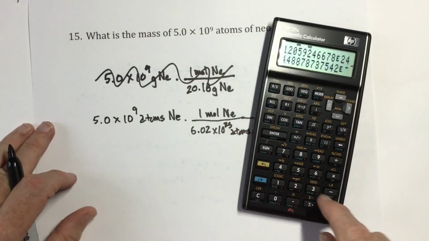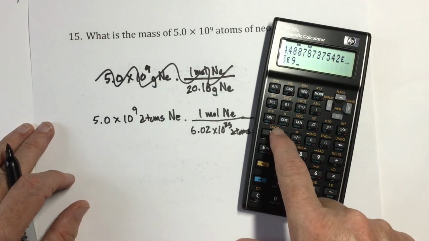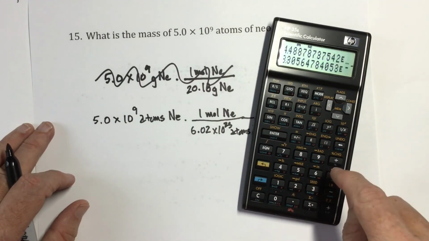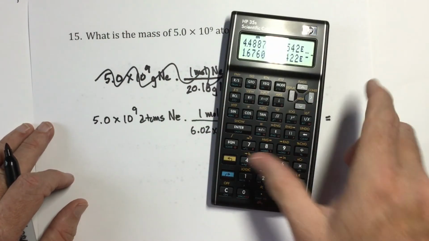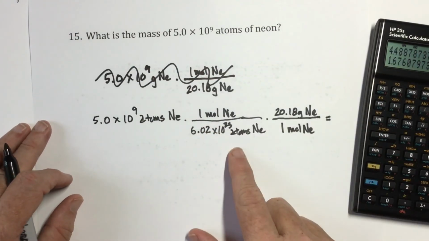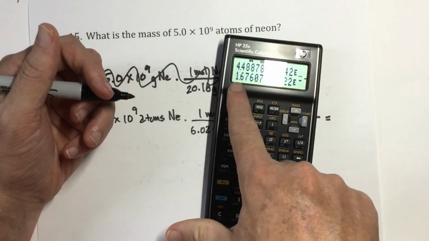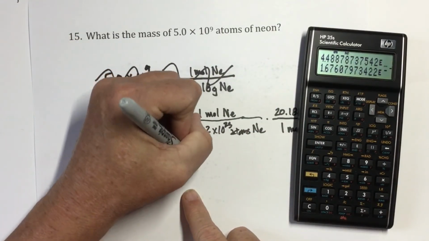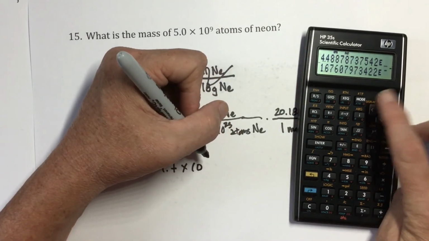So now let's do the math. 5e to the 9, enter, 6.02 times 10 to the 23rd, divide, and 20.18 times. It's going to be a pretty small amount. I should have only 2 significant figures. My calculator is showing 1.67, so I will write 1.7 times 10 to the negative 13.